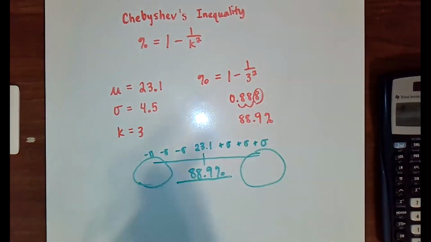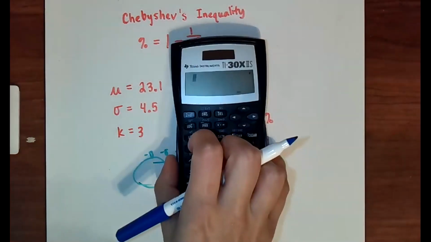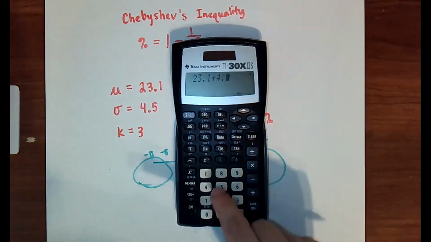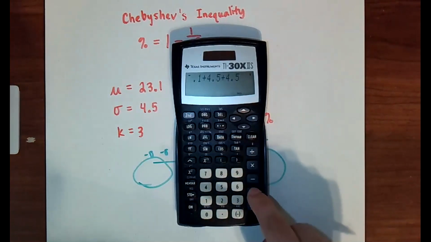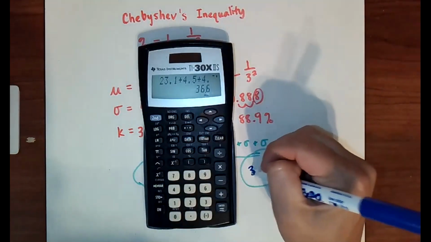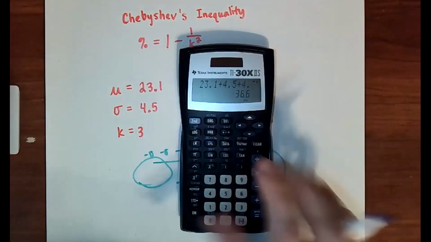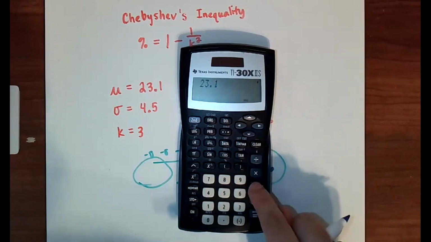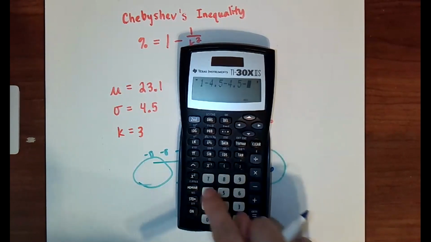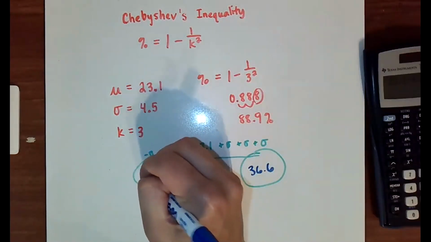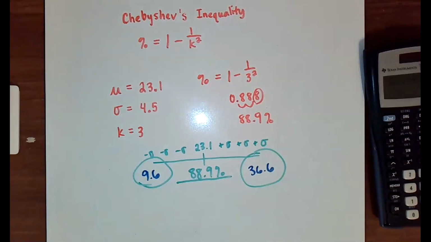All right, so let's go to our calculator and calculate this. We're going to begin with mu and add sigma 3 times. Or of course, you can do 4.5 times 3, and you get the same thing. So we're getting 36.6. Now we want to get the left side, so we want to subtract. I'm going to subtract 4.5 3 times and we get 9.6. So there are our solutions. We have our percentage and we have our 2 data values.